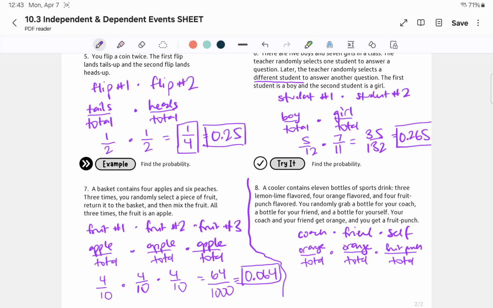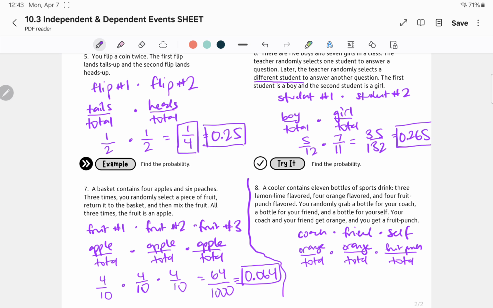Then once you've identified the event, you have to say, okay, if it's telling you your coach is getting an orange, then it should be orange over total, or whatever it is. It could be a brown sock over total, or getting heads over total. It's whatever it's telling you in the question, like find the probability of your coach getting an orange. So that orange needs to go on top, and total always goes on the bottom. Okay, so hopefully I've clarified that.